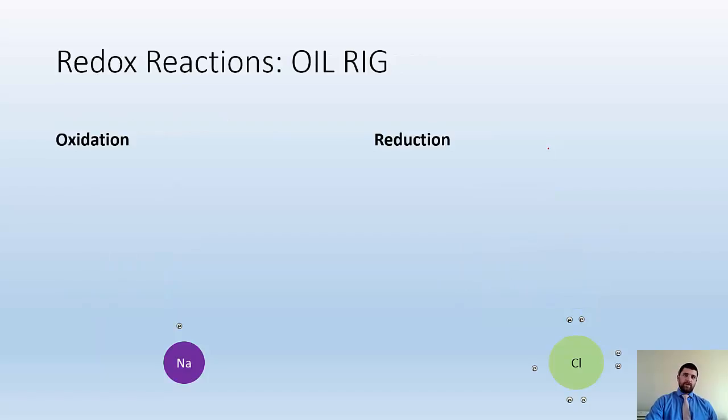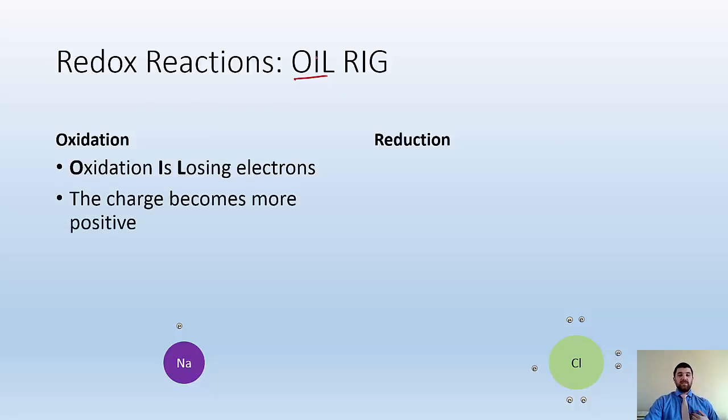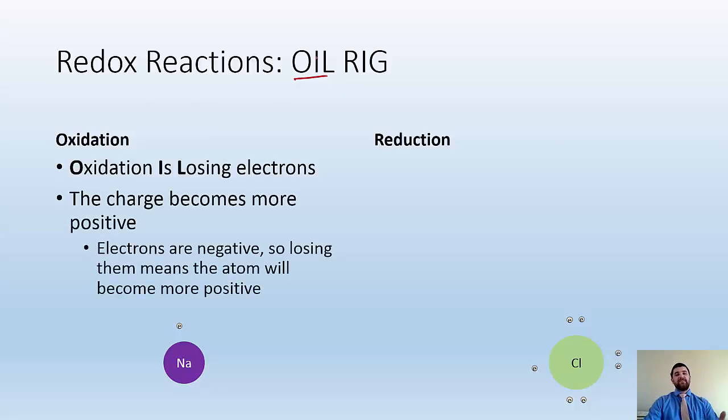All right, OIL RIG. Can you remember OIL RIG? See, oxidation is losing electrons. That's where that OIL is, right? The charge becomes more positive because you're getting rid of negatively charged electrons. So losing an electron means it becomes more positive. Right, so a sodium atom loses an electron, it becomes a sodium ion with a +1 charge.